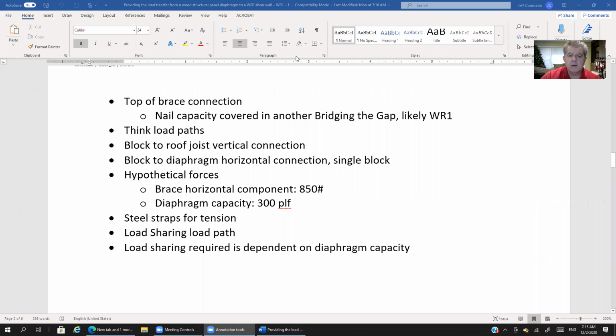Look for that WR1 in the titles of our tutorials. That will be other tutorials associated with this detail. All right, load paths. Because again, we're trying to focus on the concept of how the detail works, how the connection works. The block to the roof joist, okay, I get it.